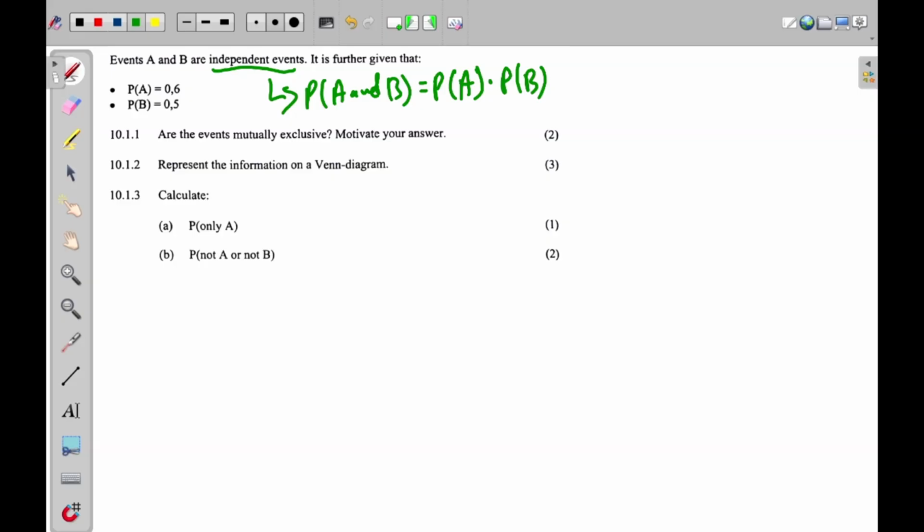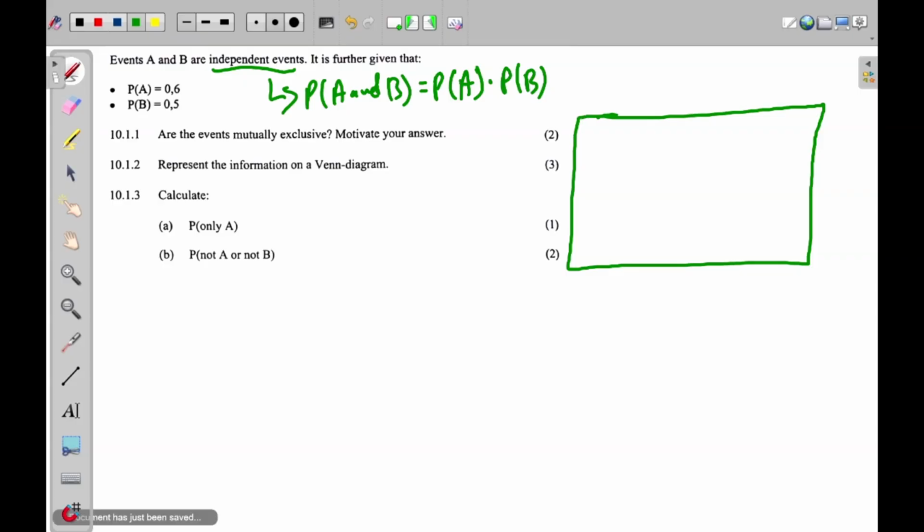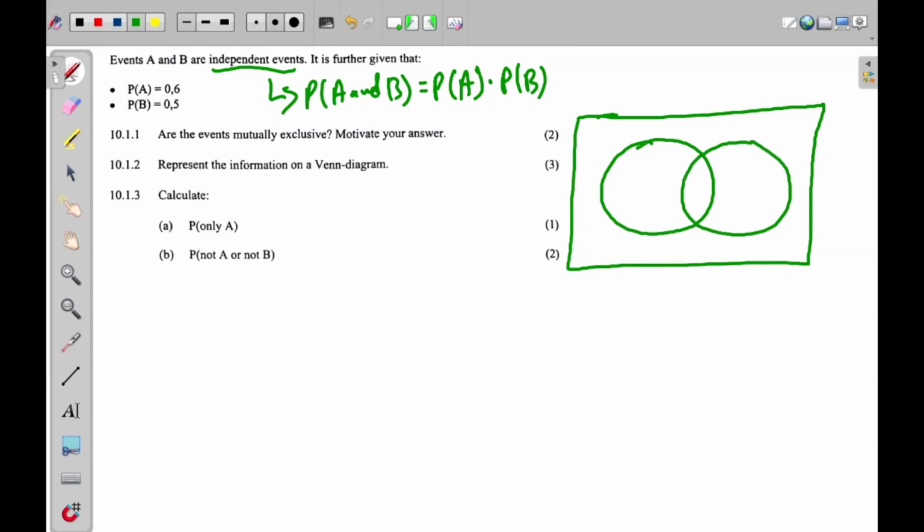So that is that. And then represent the information on a Venn diagram. So this one, let's do it again nicely. Watch. There is a piece of information that is not given here. And that is why I'm doing this, so that you are aware that not everything is always given. Sometimes you have to use the principles to figure other stuff out. So we have already established that the probability of A and B is 0.3. So let's start there. And it is always important to label things.